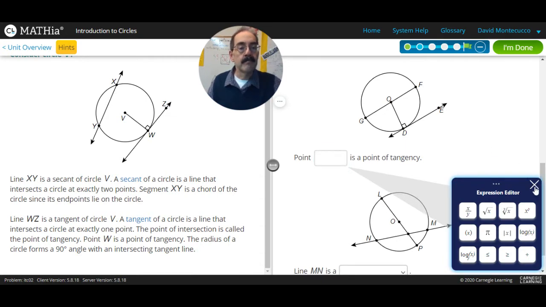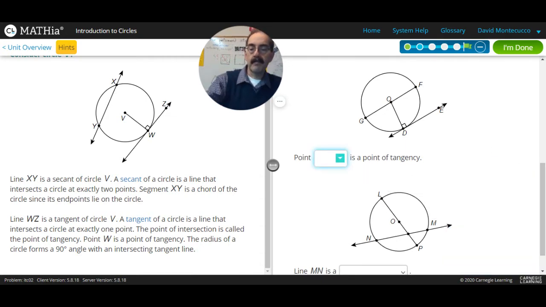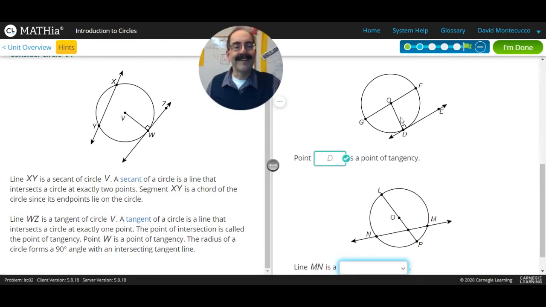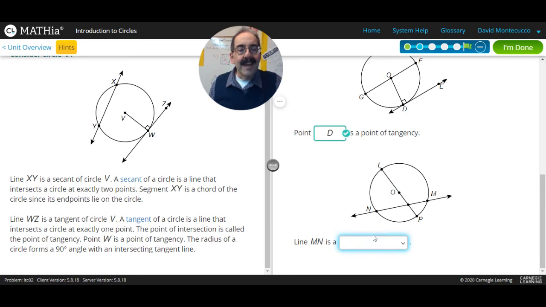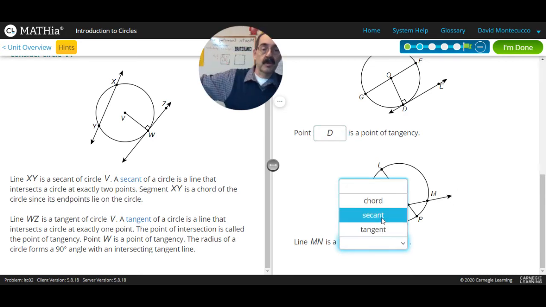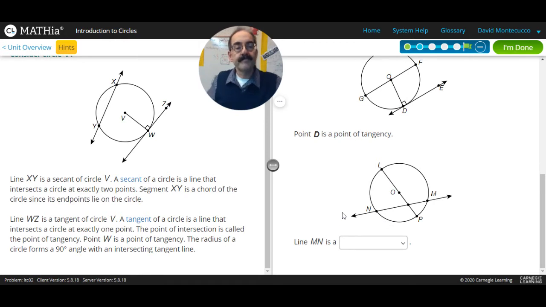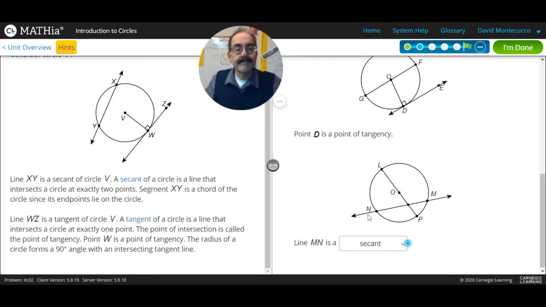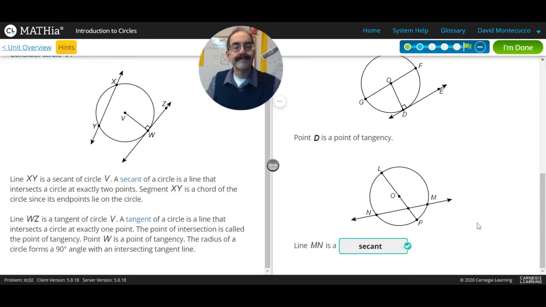Capital letter D. All right, right there. Okay. And MN is called a secant line, where it goes all the way through the circle. Okay, I think we did it.